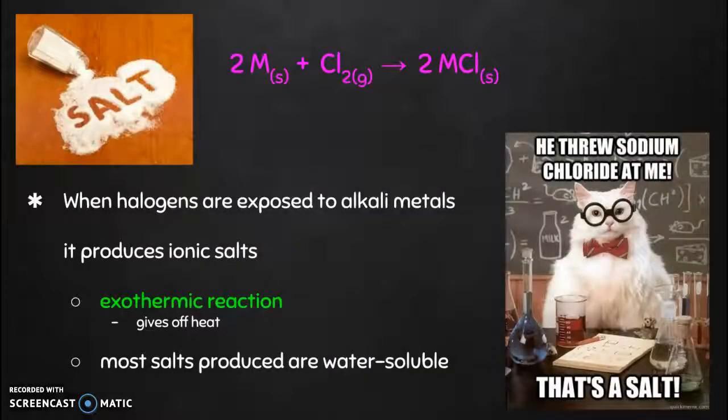For this next reaction to occur, a halogen is exposed to an alkali metal to produce an ionic salt. For example, sodium chloride, which is better known as table salt. In addition, most salts that are produced can be dissolved in water.